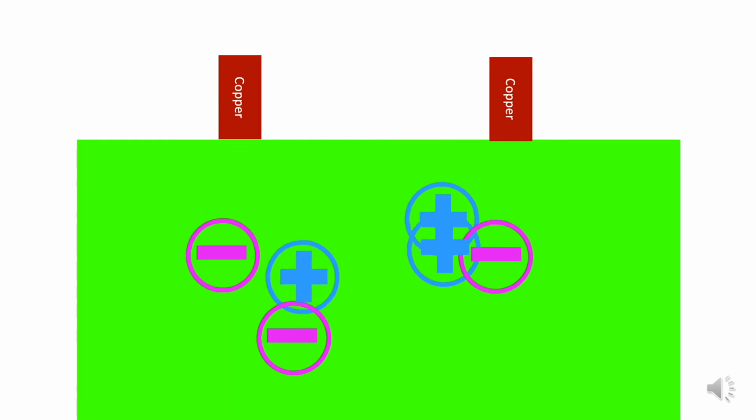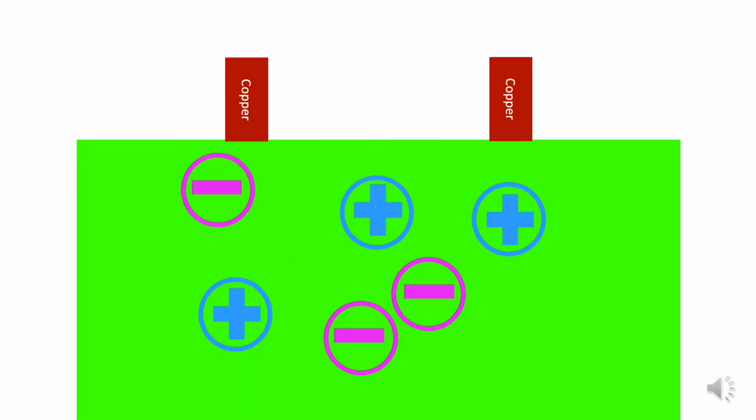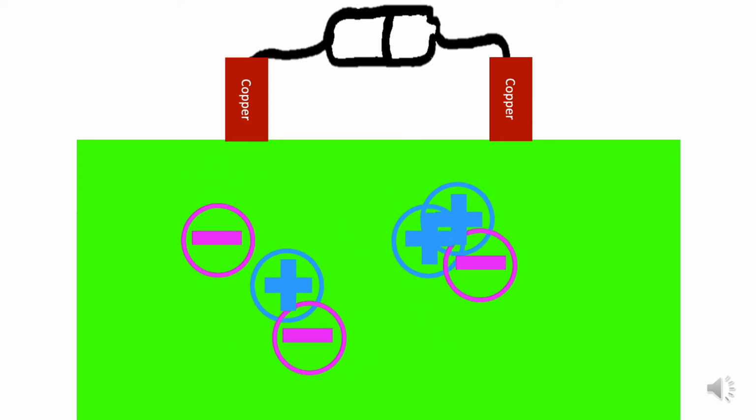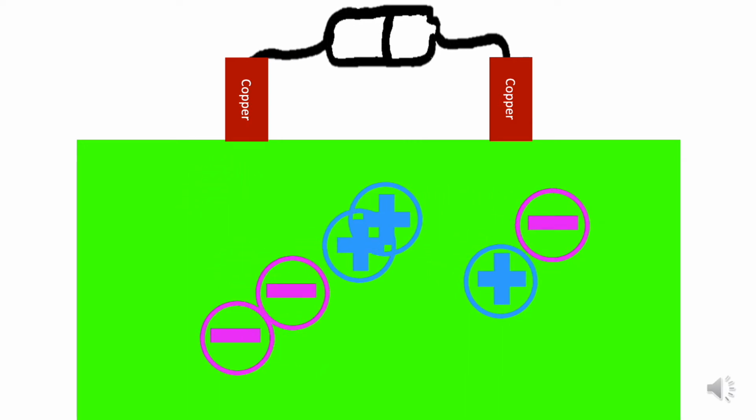But anyway, if you add two electrical conductors to the liquid, like copper, nothing would happen to the ions. However, if you added an electrical cell, that would be when things start to get a little bit interesting.